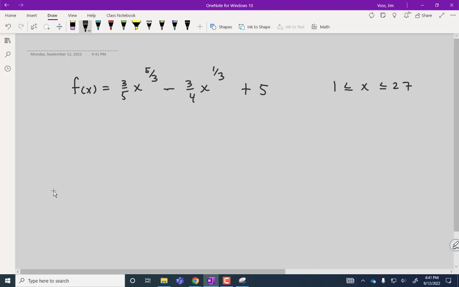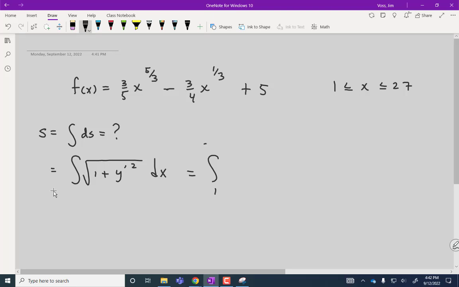We're just finding arc length, so we don't have to worry about an axis of rotation or anything. This is given as a function of x, so we're using an x interval. In general, we think of the integral of ds as finding arc length. S is the integral of ds, but we don't know anything about s. Everything is in terms of x, so we've got to convert. So this is going to be the square root of 1 plus the derivative squared dx. We've got our limits of integration, 1 to 27. We need the derivative of this function.